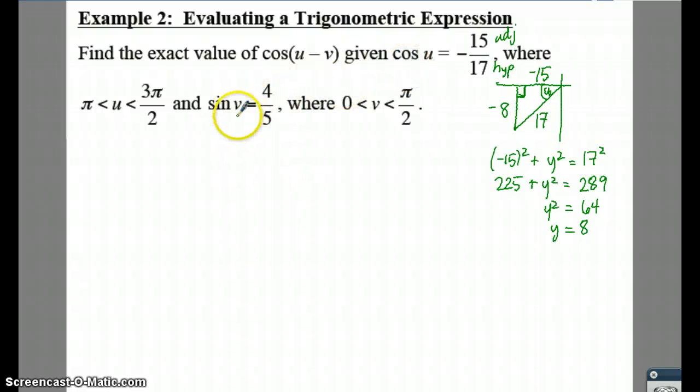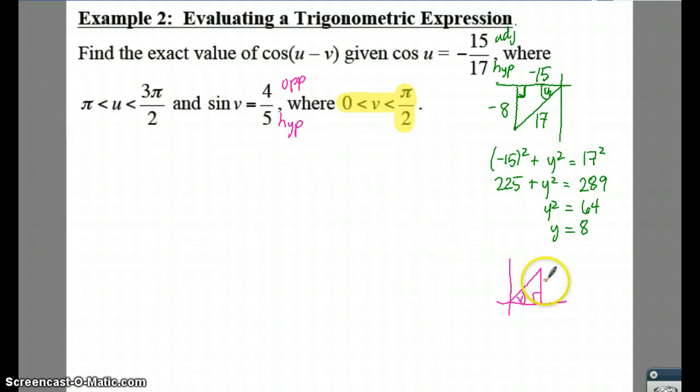Now our v is a different triangle, because here it says that our v is between 0 and pi over 2. That means we're going to have a triangle in the first quadrant for v. So let's draw a triangle in the first quadrant for v. This gives us our sine is 4 over 5. So this is angle v, and this is your opposite side over your hypotenuse.